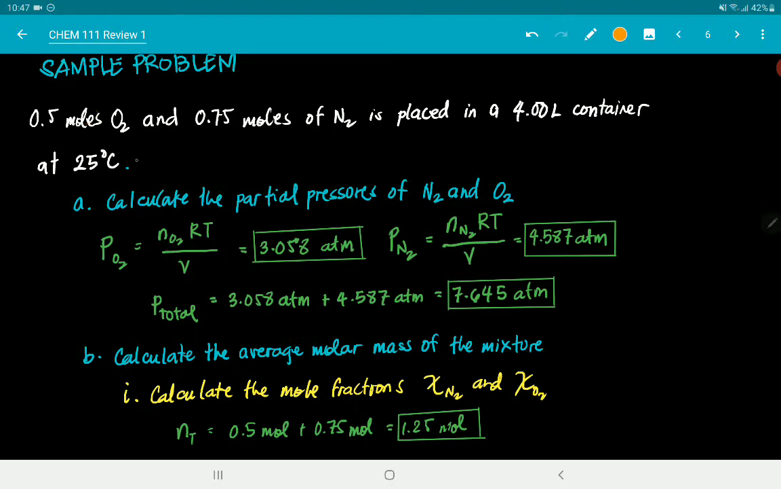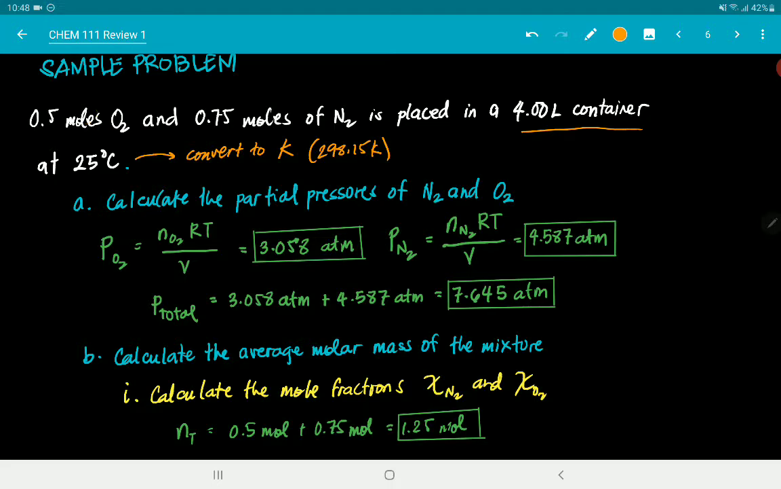So, you'll just have to convert to Kelvin. Okay, so that would be 298.15 Kelvin. That's 25 degrees Celsius. Then you have this volume. So if you calculate the pressure of O2, you'll get 3.058 atmospheres. And if you calculate the pressure of N2 using the 0.5 moles, you'll get 4.587 atmospheres. So all you need to do is to add those pressures to get the total pressure of the system. You'll get 7.645 atmospheres.